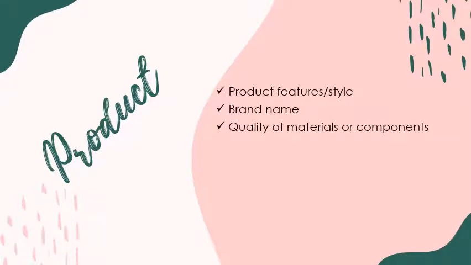So, when we say product, it includes the product features and style. Ano ba yung style ng product na gagawin mo? Ano ba yung itsura? Ano ba yung features ng product? What will be your brand name? What will be your company name? And quality of materials or components. Saan ba siya gawa? For example, gagawa ka ng kwintas, gawa ba siya sa silver, gawa ba siya sa gold? Another is, for example, gagawa ka ng pagkain. So, ano yung components? Ano yung ingredients ng food na gagawin mo?